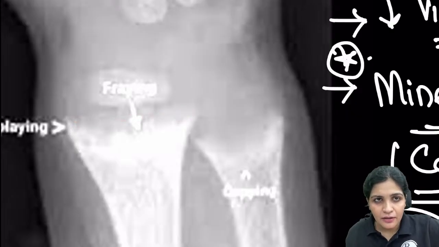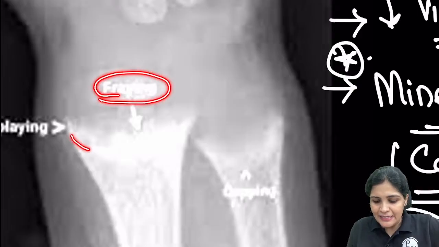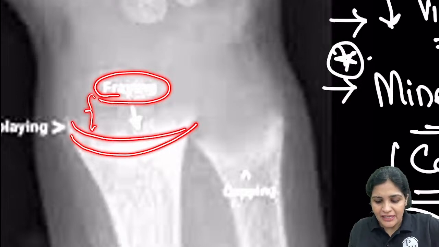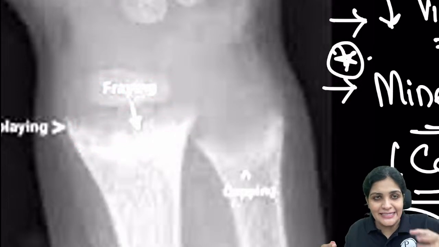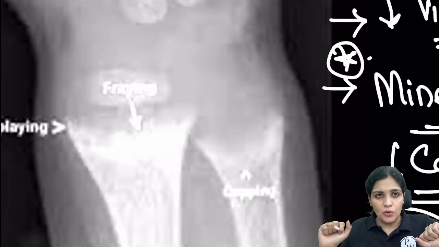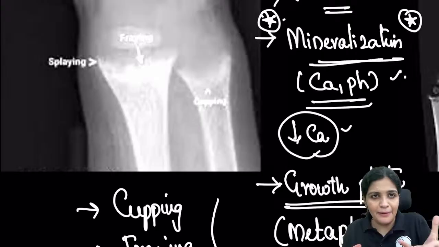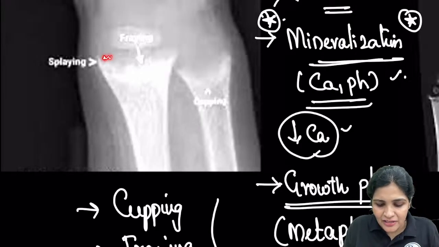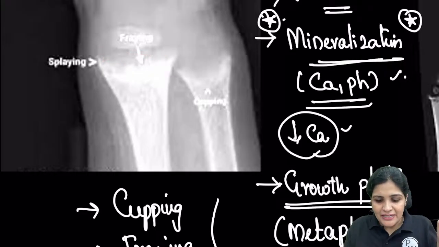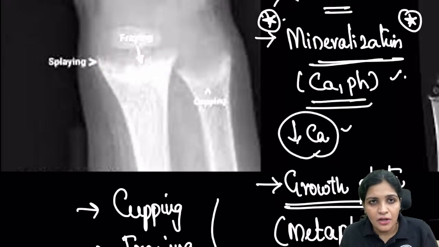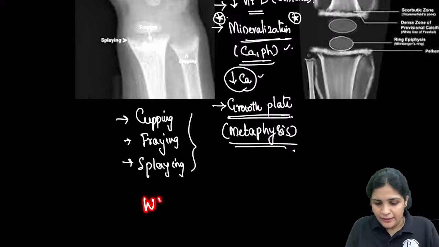Understood? So this is the epiphysis, this is the metaphysis. Between epi and meta, you have the growth plate. In the growth plate, there is an accumulation of multiple cartilage cells. Hence, there will be widening of the growth plate, right? So that is your cupping. Because of that, it appears cup-shaped. And what is fraying? Fraying is all this extra, which is not very clear. So you can see some like this. These are called the fraying. And these extensions at the end are called the splaying. Understood? So these are usually seen in the wrist joint.